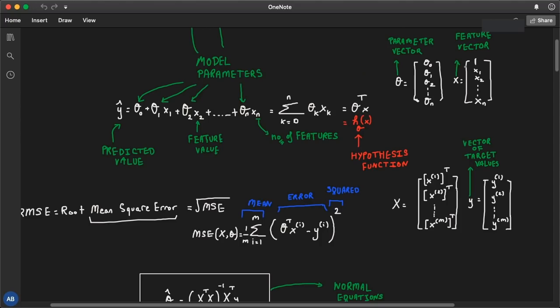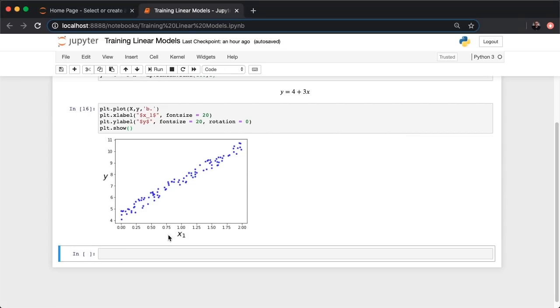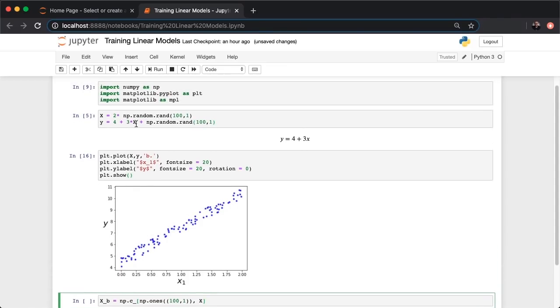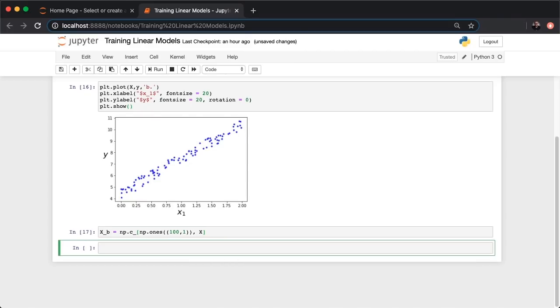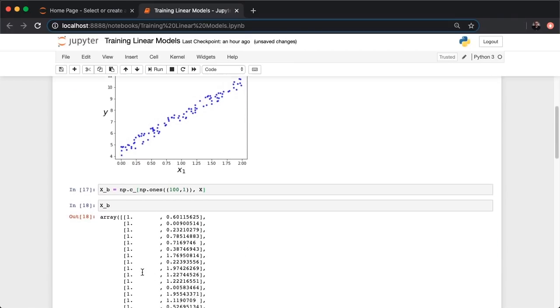Now let's try to compute theta hat using the normal equation. First, notice that the x feature vector has 1 in its first entry. So a way to incorporate this is by concatenating a vector of all 1s along with the x, because x doesn't have 1s in its first column. So this is what we're doing. Taking a look at x_b, here you go.